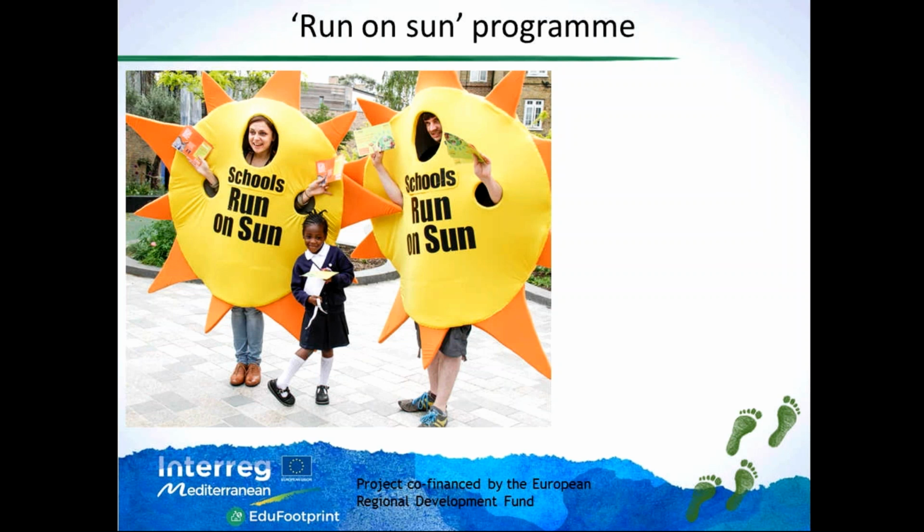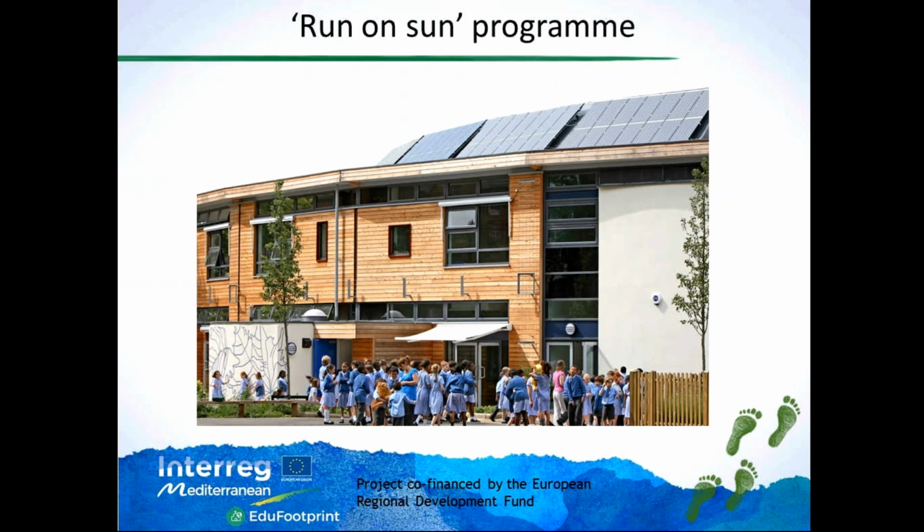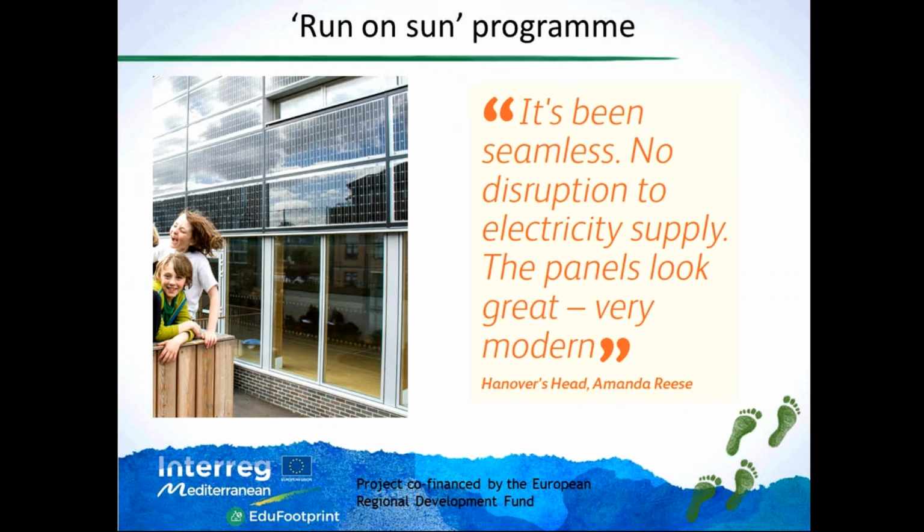So in the UK, there was a Run on Sun program, if I'm not mistaken, led by Friends of the Earth. And it's very interesting because they were installing photovoltaic plants, in this case on the roofs of some schools. It's also very interesting to have a look at their website and to download their report, because there are several practical comments and suggestions by the teachers and, of course, by the students involved in the development and installation of this photovoltaic system.